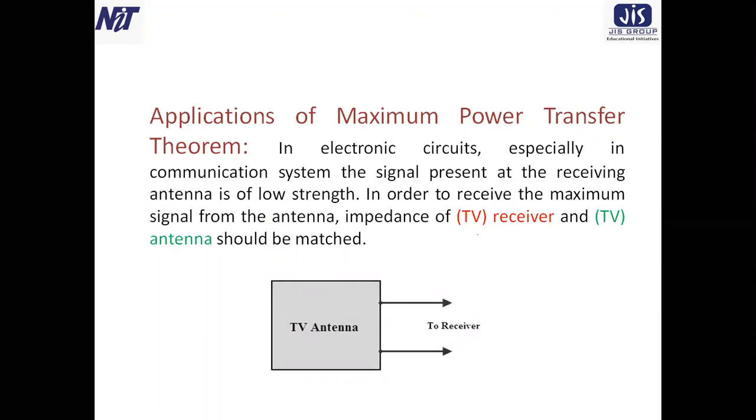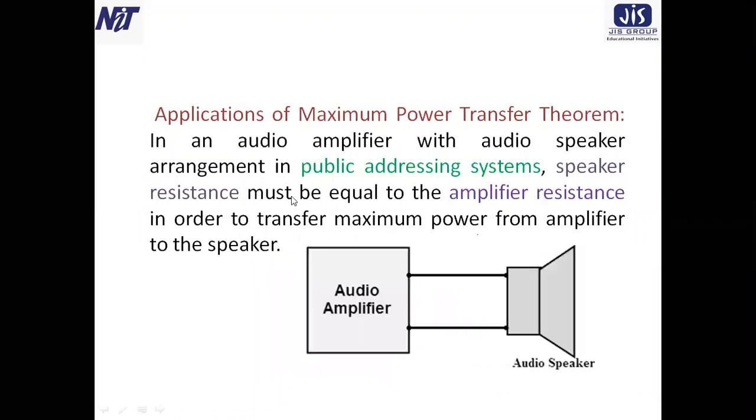Now the applications of this maximum power transfer theorem. In electronic circuits, especially in communication systems, the signal present at the receiving antenna is of low strength. In order to receive the maximum signal from the antenna, the impedance of the TV receiver and antenna should be matched. Then only maximum power will flow. The TV receiver impedance and the antenna impedance should be equal. So this is one of the applications.